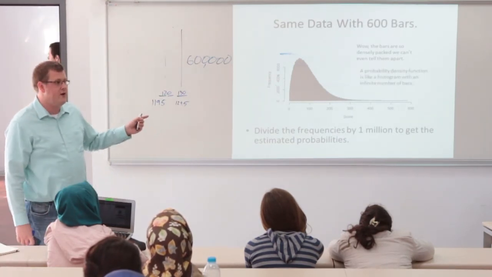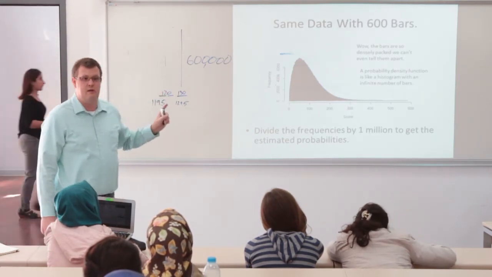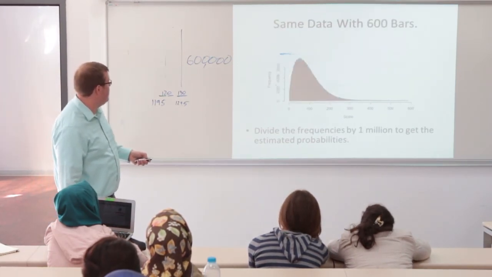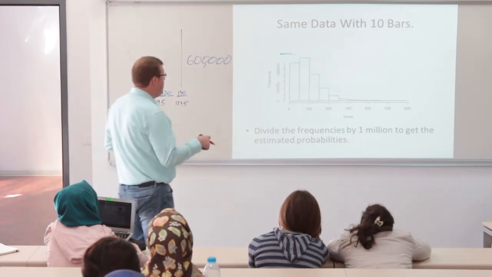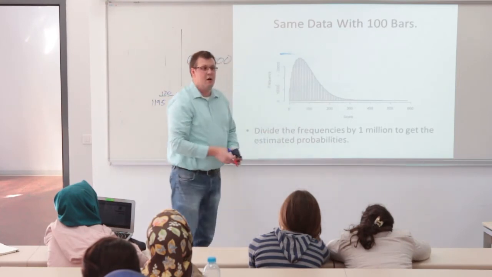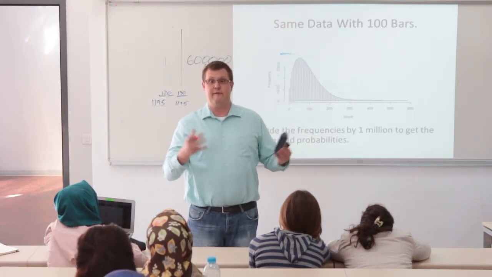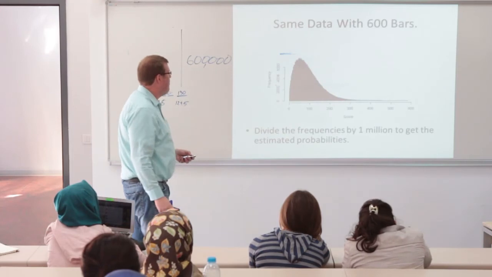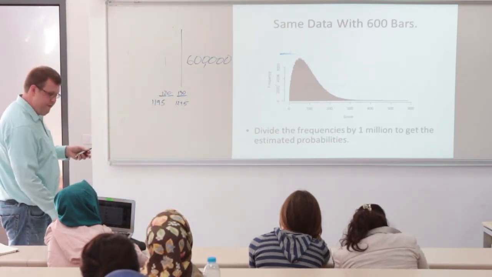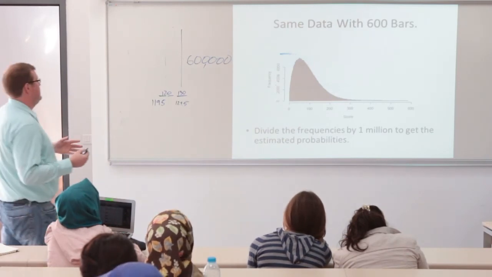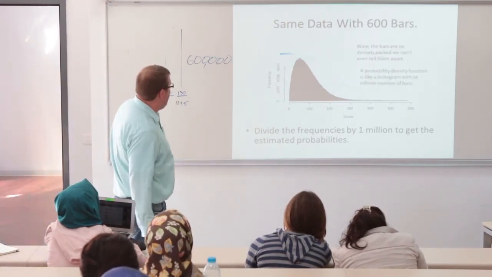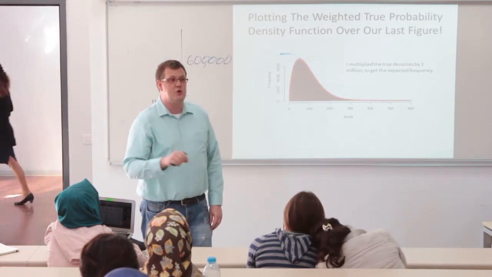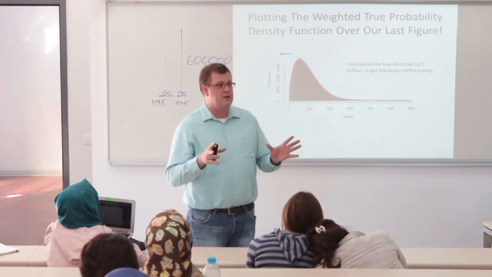Now, a probability density function is like a histogram with an infinite number of bars, right? So, as we went from 5 to 10 to 100 to 600, as we were putting in more and more bars, we're getting a better idea about the true shape of whatever the population is, right? So if we continue to make more and more and more bars, we would get a really accurate representation of the true distribution.